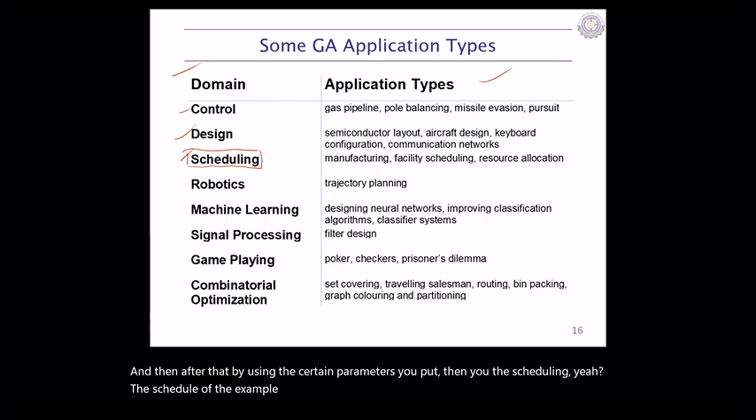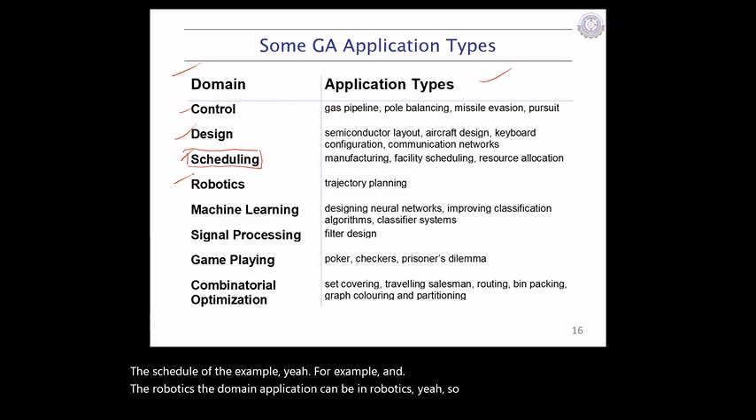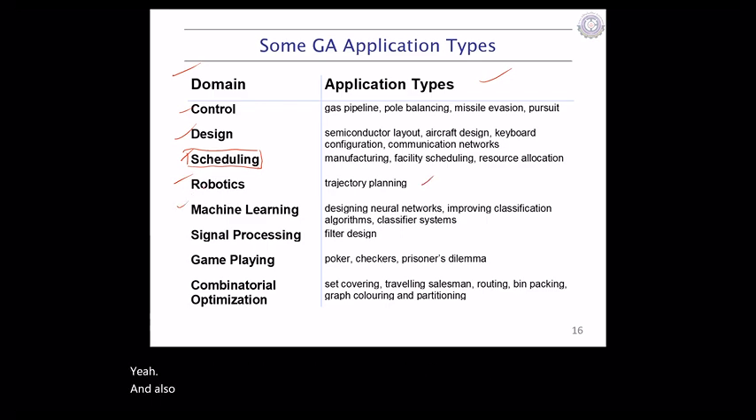And the robotics. The domain of application can be robotics, where it can provide trajectory planning or path planning. And also the domain of machine learning, where it can design neural networks, improving classification and classifier systems.